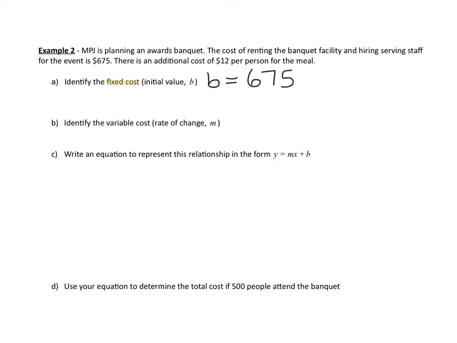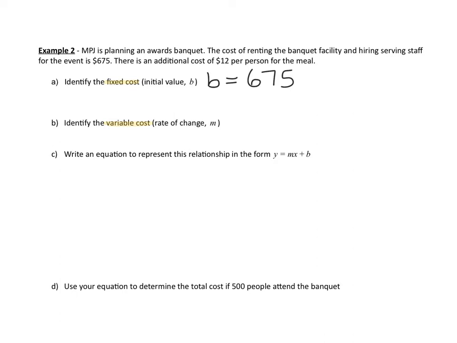$675. All right, part B, identify the variable cost. Now, variable cost is just another way of asking you to identify the rate of change or the slope, which is represented by our lowercase letter m. So in this situation, the variable cost is the price that is going to change, or the total price that is going to change. So it's $12 per person for the meal.